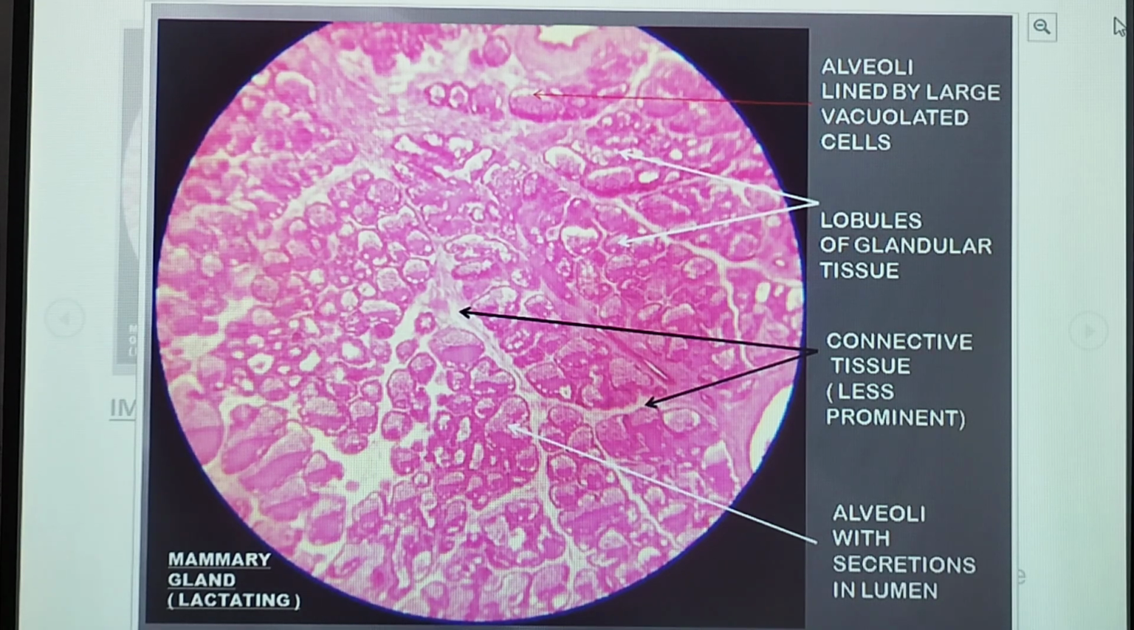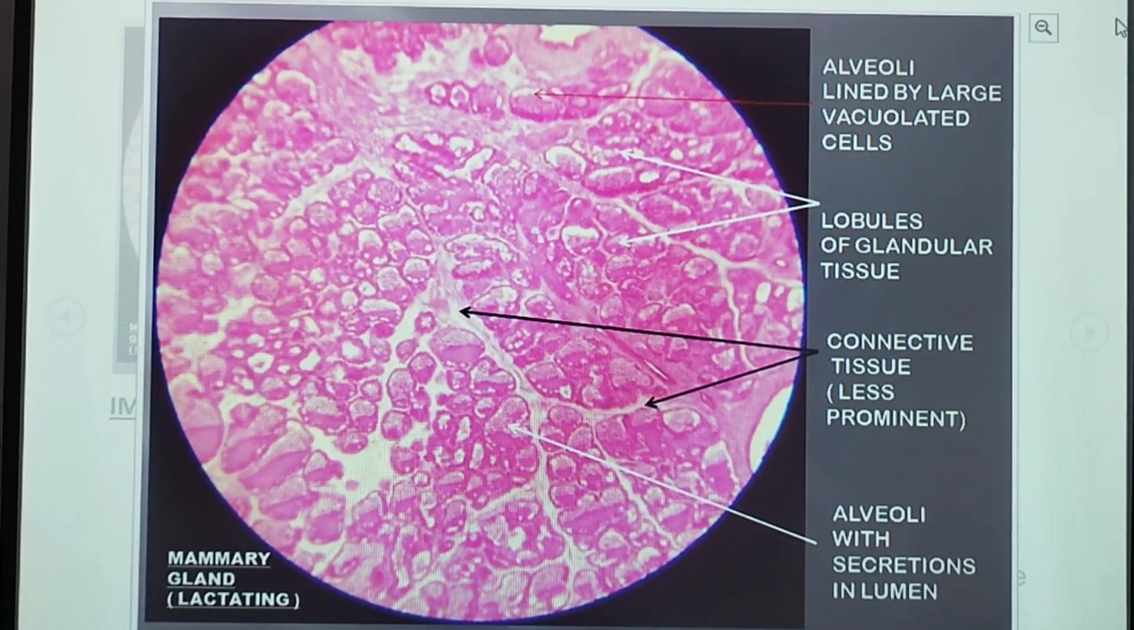So what are the important identifying points of mammary gland? You see plenty of glandular tissue with alveoli, and the lobules are separated by connective tissue. So you can see plenty of lobules of the glandular tissue which are separated by connective tissue. Okay. Now what you have to see is this slide has plenty of glandular tissue and very less connective tissue.